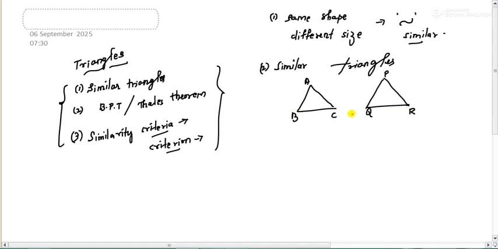Okay, see here. These two triangles, ABC and PQR, are similar. Similar means they are of the same shape, but the size will be different. Like if one is smaller, the other will be bigger, or if this is bigger, the other will be smaller. Okay, but when can you say so? Their corresponding angles. What is the first condition?